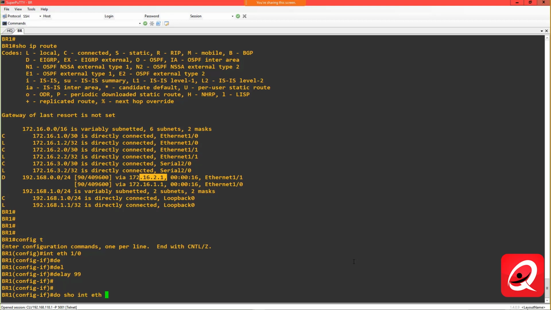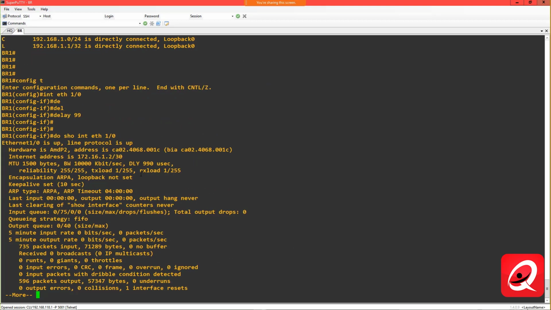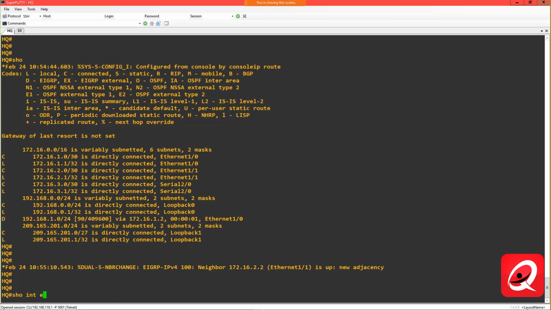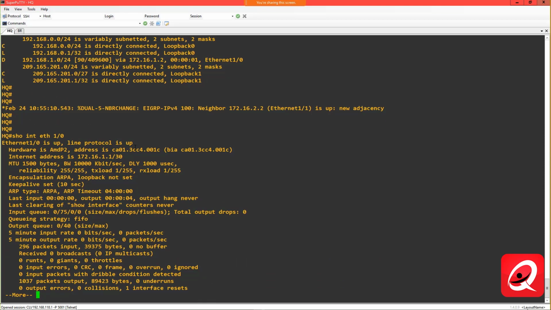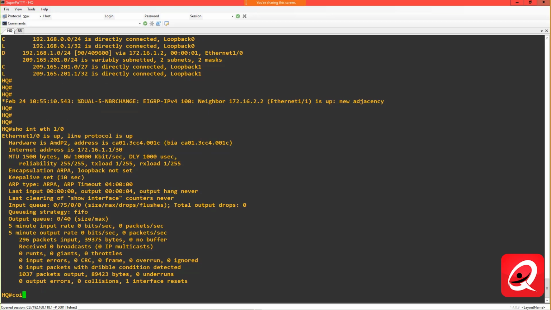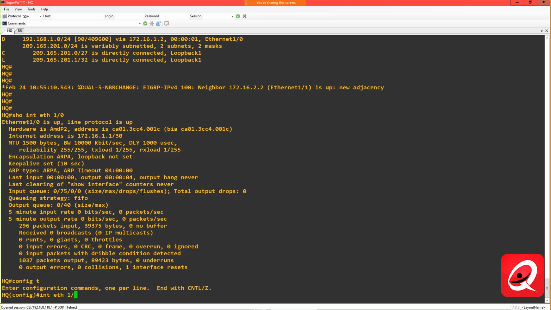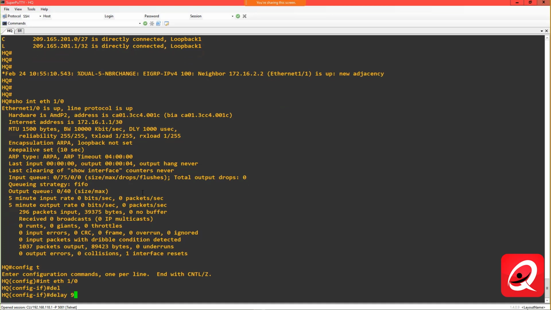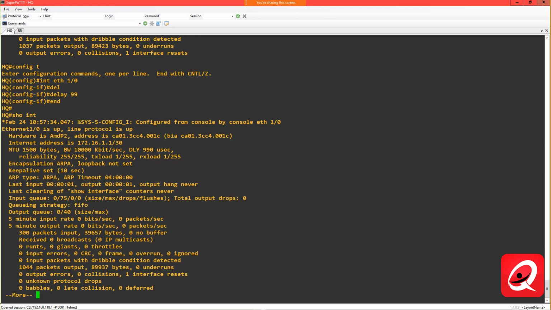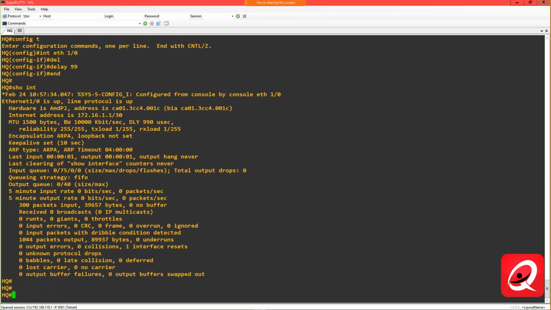Show interface Ethernet 1.0. You can see now the delay is 990 microseconds. And if you look at this interface, show interface Ethernet 1.0, you can see the delay here is 1,000 microseconds. So in order to provide for symmetry, interface Ethernet 1.0, delay 99, show interface Ethernet 1.0. So now our delay is 990 microseconds.